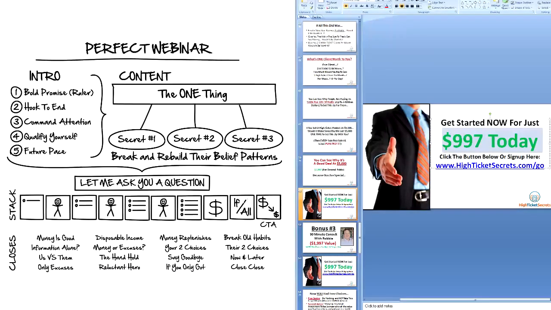Okay. So there's my if-alls and my price drop, and then my call to action, which is go click on the order form or whatever it is. Okay. So that's kind of the framework of the close.